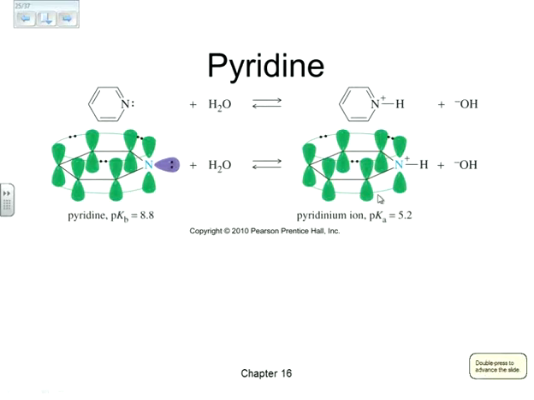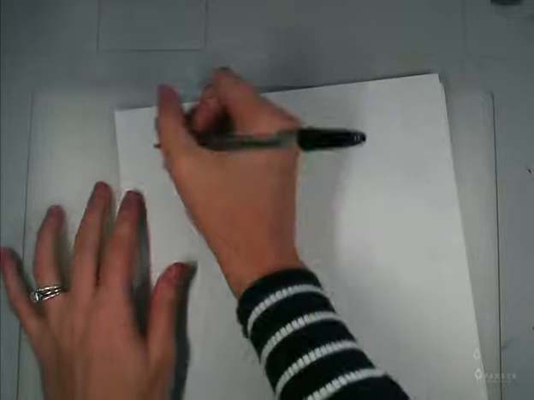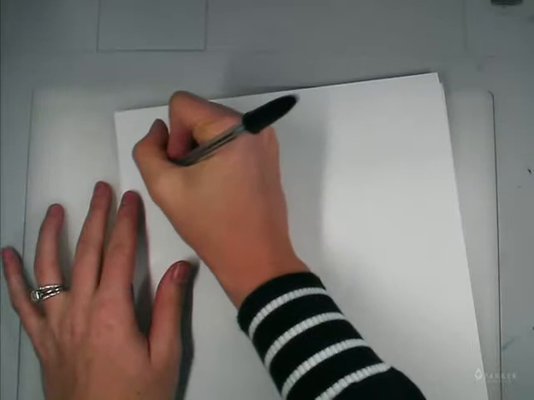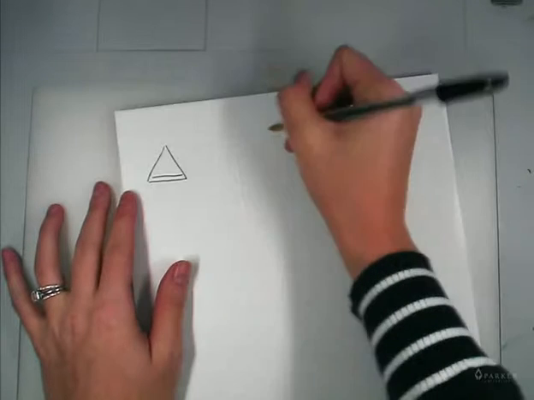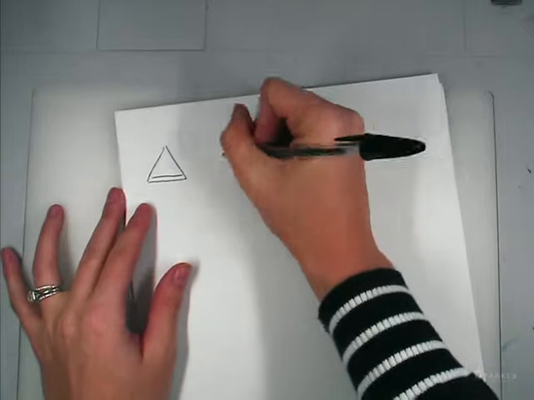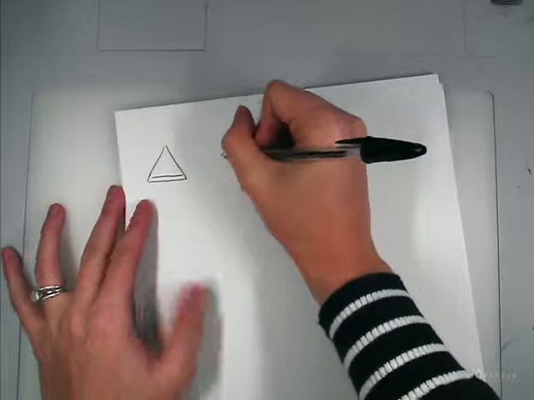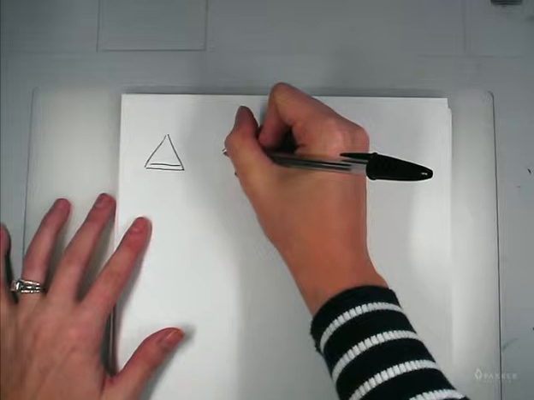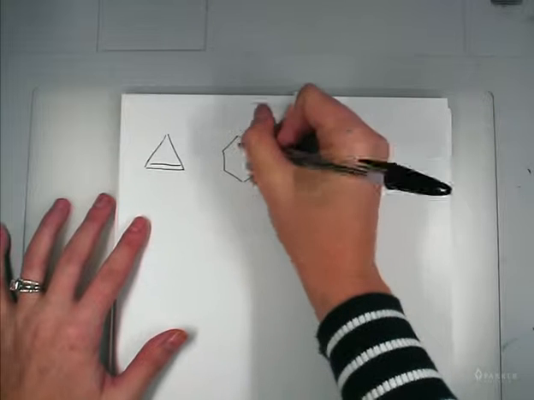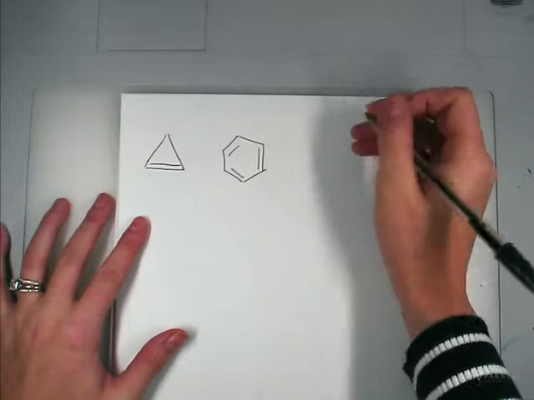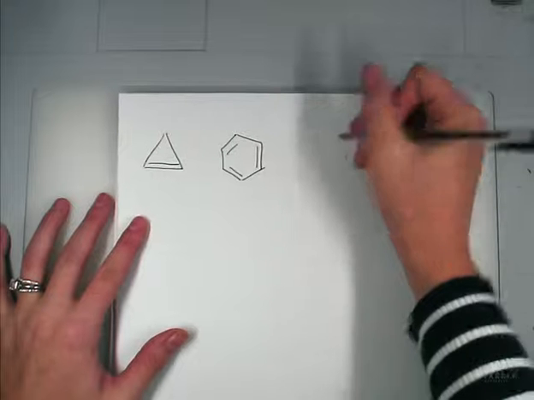Okay, so let's finish up here. So we started off, we did this over the lab, looking at aromatic, anti-aromatic, and non-aromatic. So let's do some examples. No, this is not on the test. The exam is 10, 11, and 14.